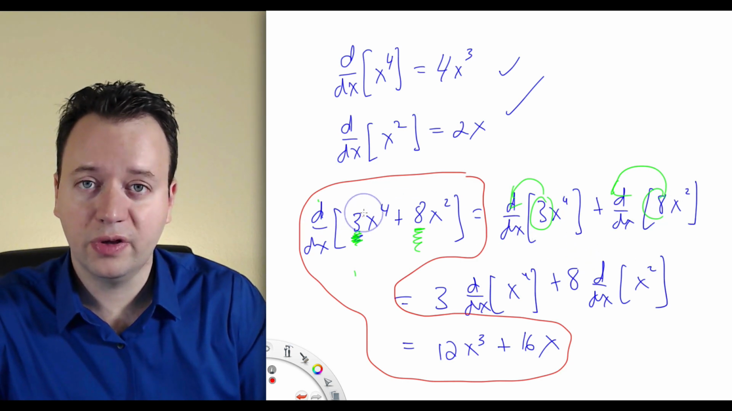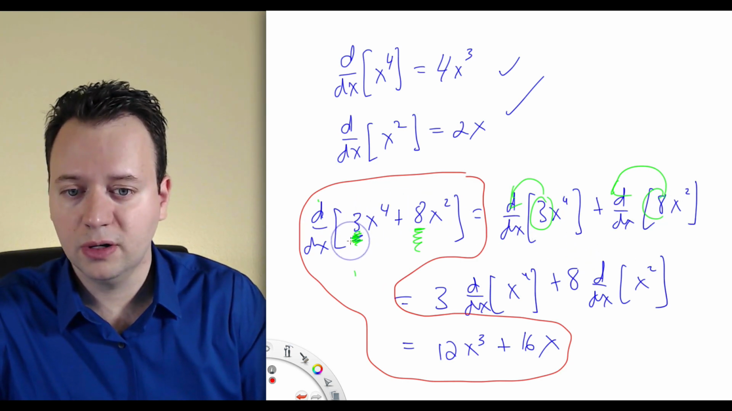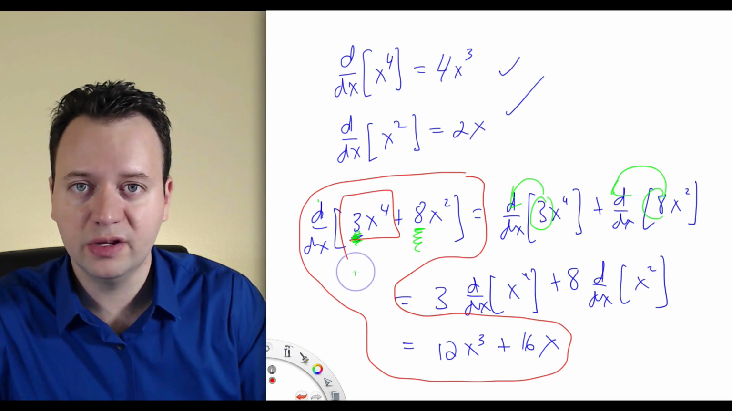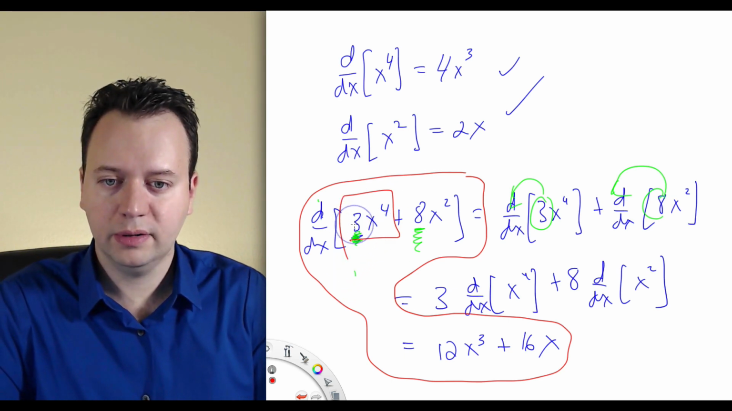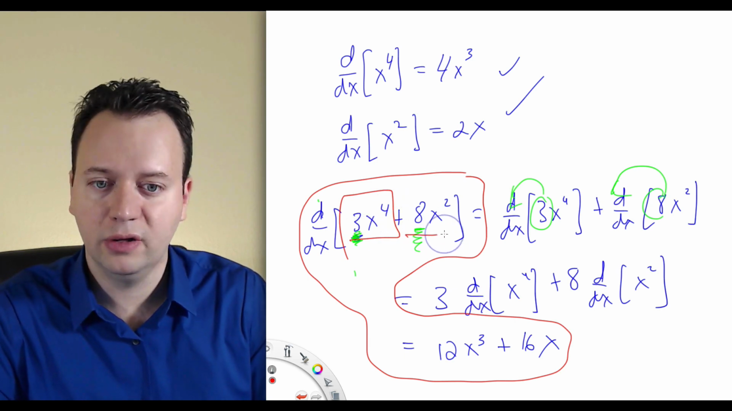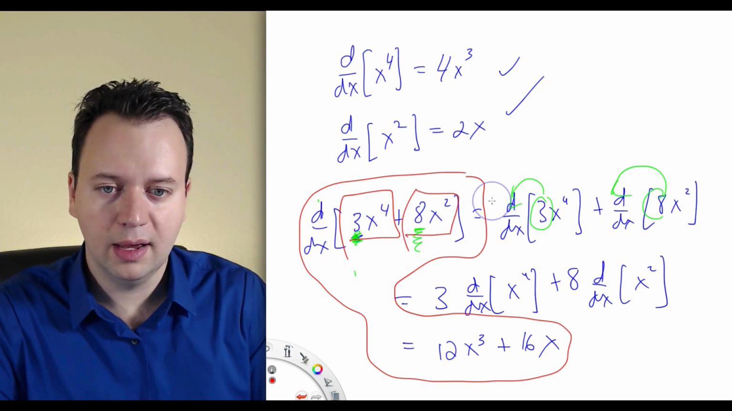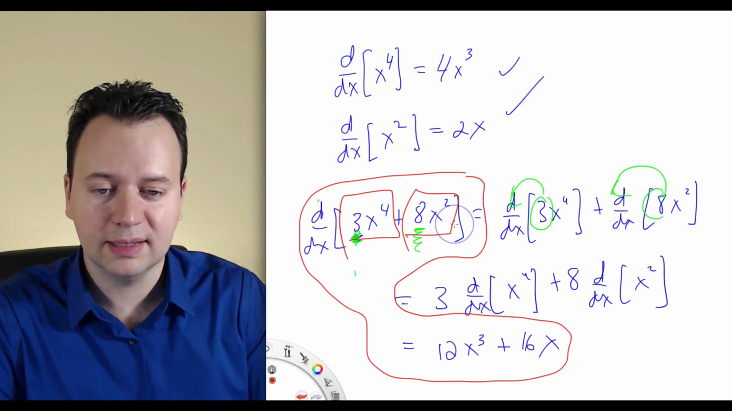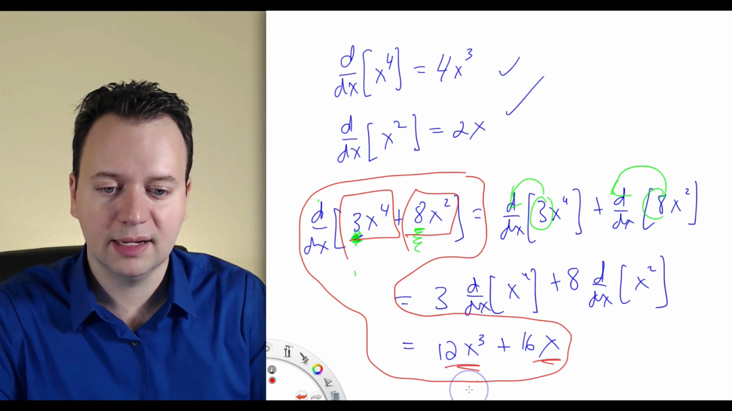Okay, well, the derivative gets applied separately to each term, so I just have to look at this term. What's the derivative of this term? 4 times 3x cubed, so 12x cubed, and then plus, let's go to the next term. What's the derivative of that term? It's going to be, the 2 comes down, 16x, so it's just 16x like that.